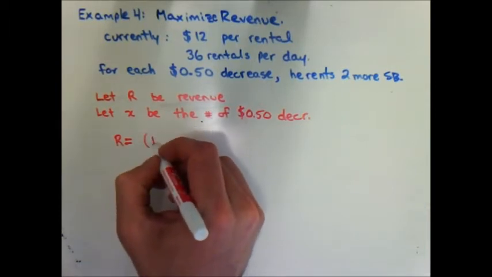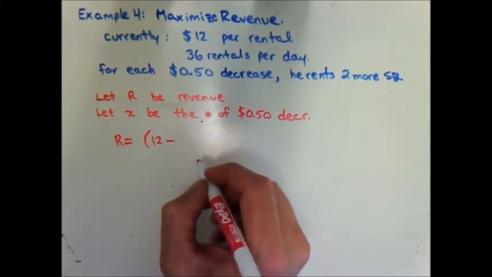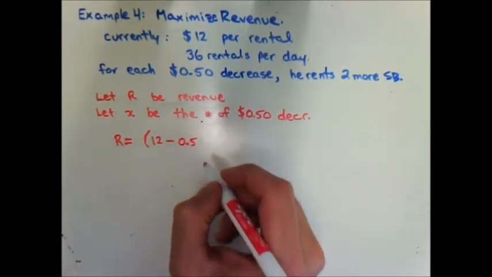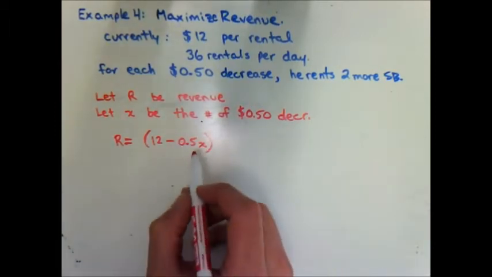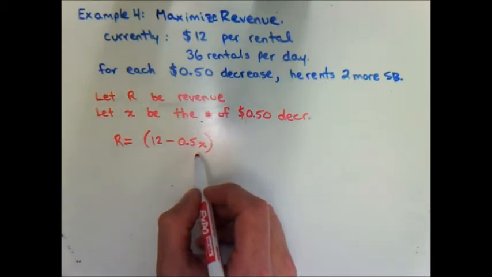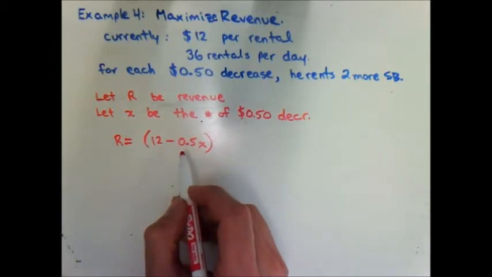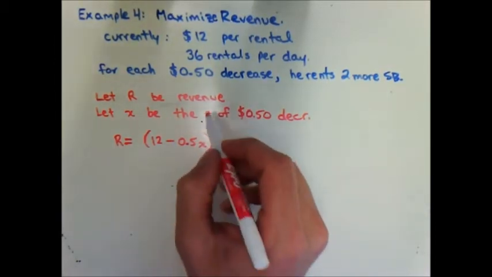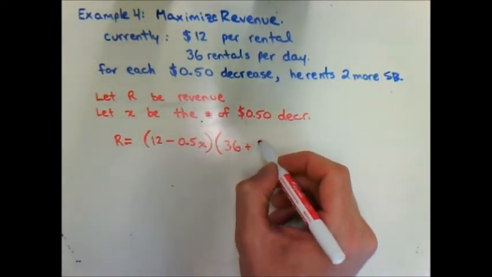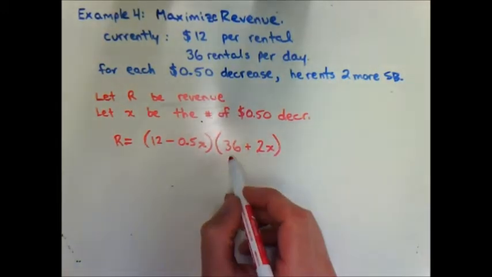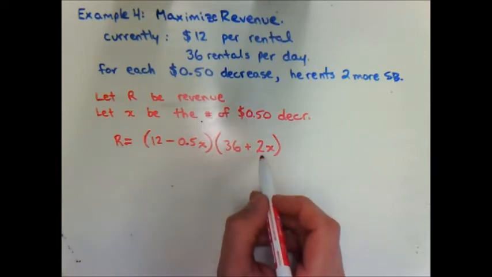He's starting at $12 and he's going to decrease the price by half a dollar, 0.5, for every price reduction. So the new price is however many price reductions he did subtracted from the $12 original rental price. And his new number of rentals per day is 36 plus 2x. He has 36 currently, and for every price reduction, for every x, he's going to get 2 more.